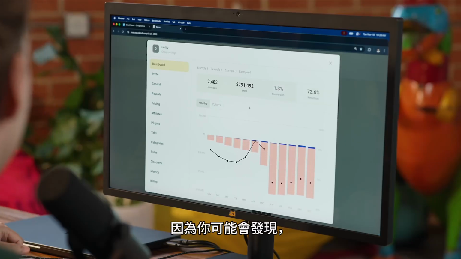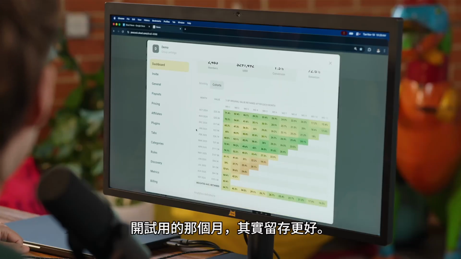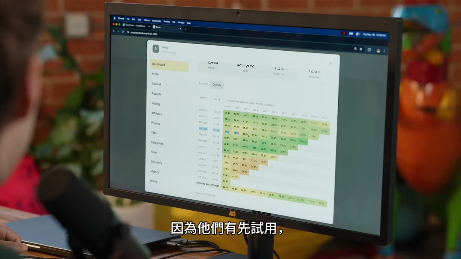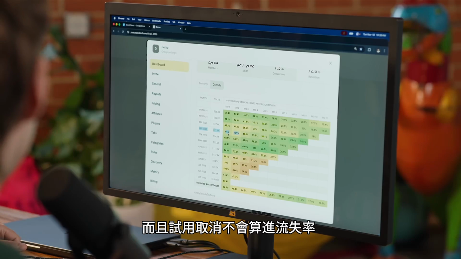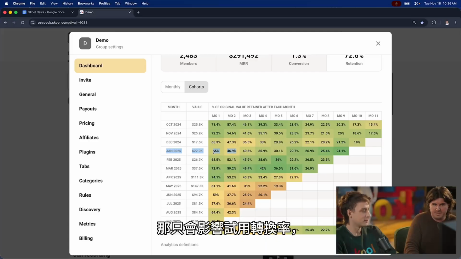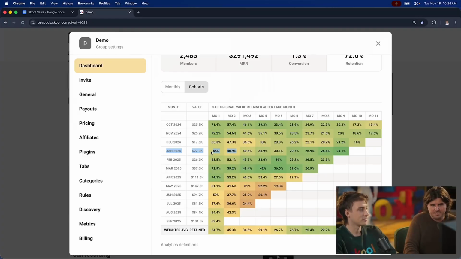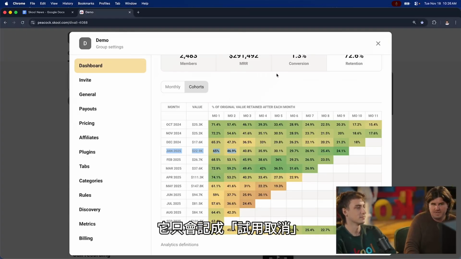Unless you look at the retention cohorts, because then you might see that the free trial month was better for retention. Because they tried it out, the ones that liked it stuck. Well, because a trial cancel isn't a churn. It's a trial conversion rate impact. So it doesn't show up as churn. It shows up as a trial cancel.